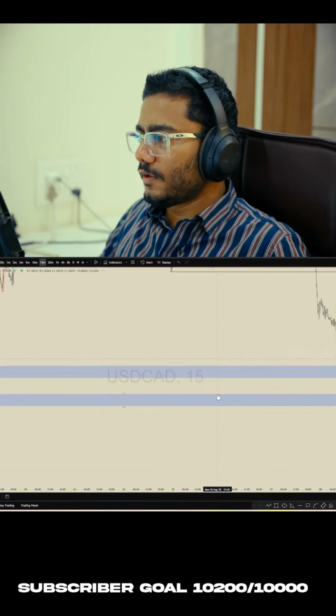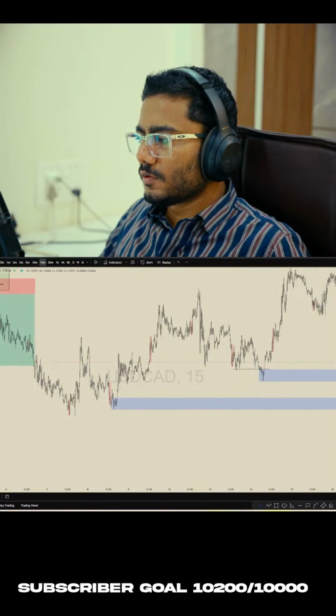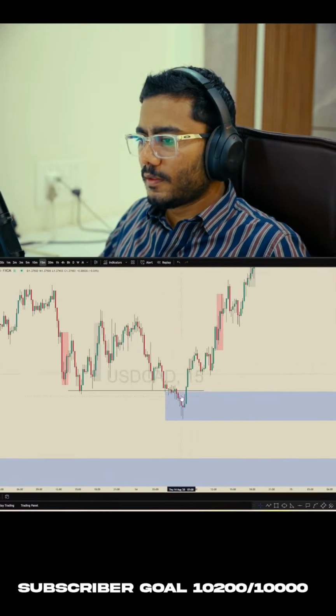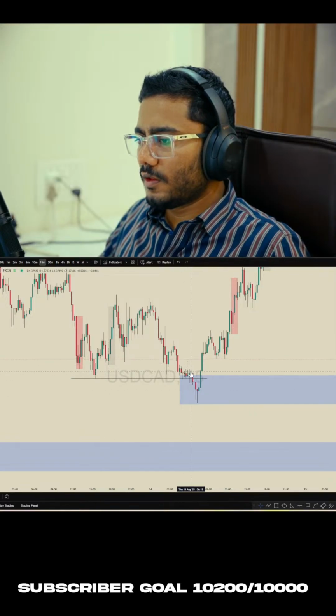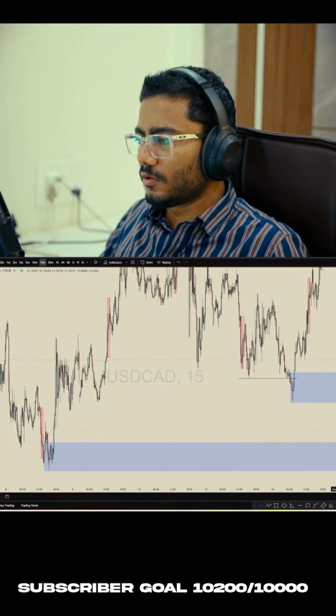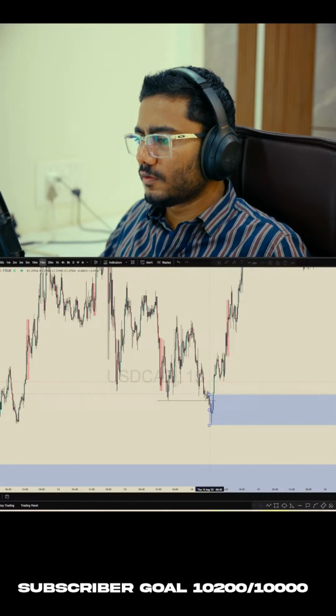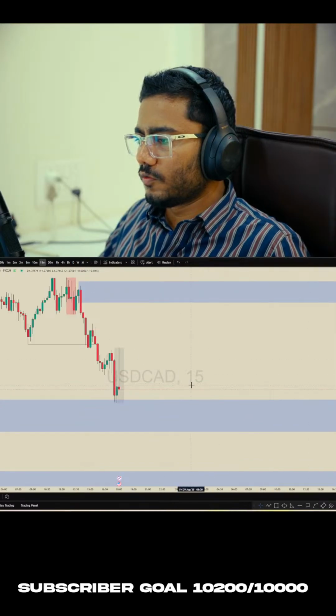On USD CAD, we have this order block. So price create this low. And if you look at this, this is the area which took out the low. So we have this order flow thing, and there is a clear imbalance over here. So this is order block, but the price have already tapped.